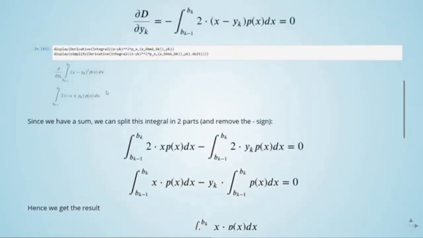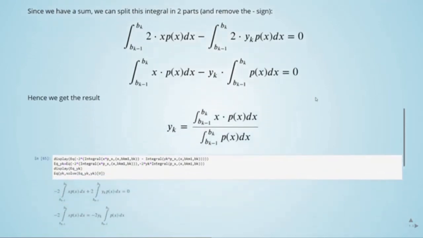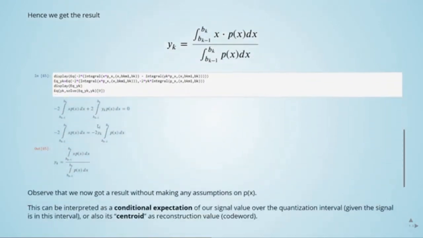So we had this equation here. We are splitting this integral in two parts, and we end up with the y of k. We are solving this equation for y of k. This is what we are doing using SymPy, and we have exactly the same result. Now we got a result without making any assumptions about the probability function.